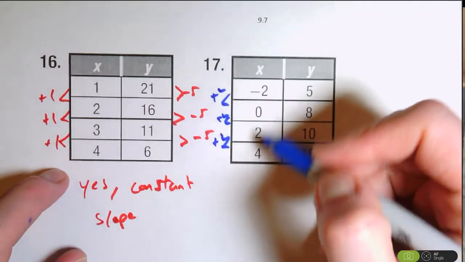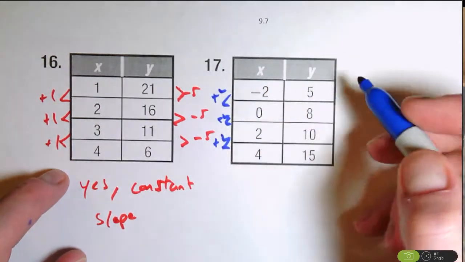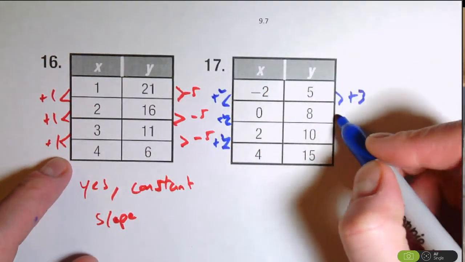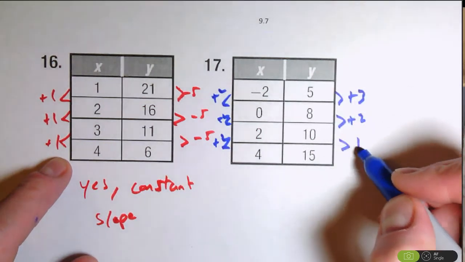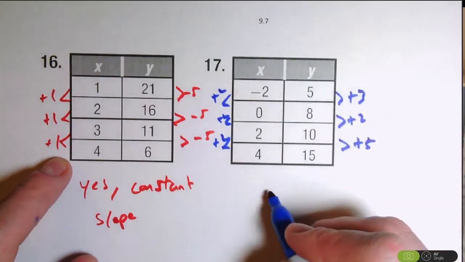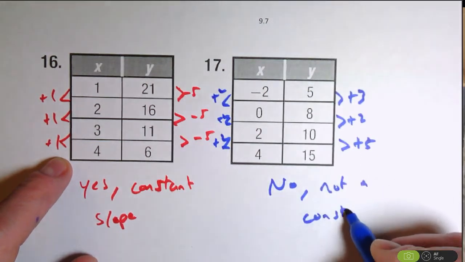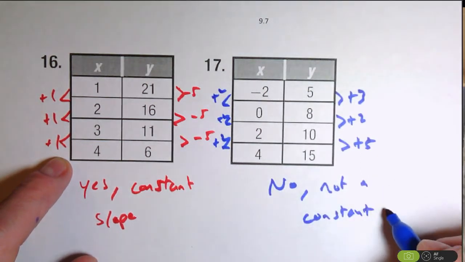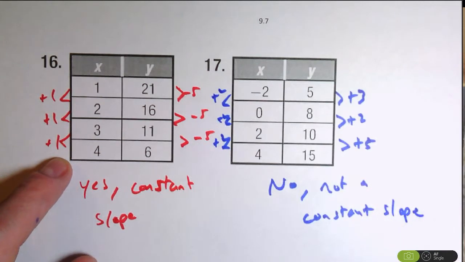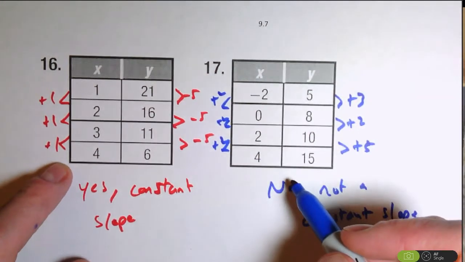If I look at number 17, okay, I'm adding 2, I'm adding 2, I'm adding 2. So far, all the x's are constant. They're adding 2 each time. The y, I'm adding 3, then I'm adding 2, then I'm adding 5. So no, not a constant slope. I have no idea what this graph would look like.